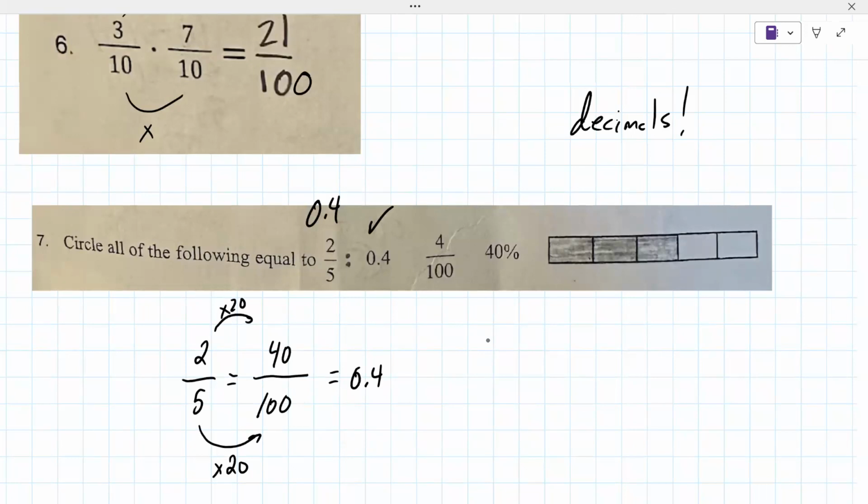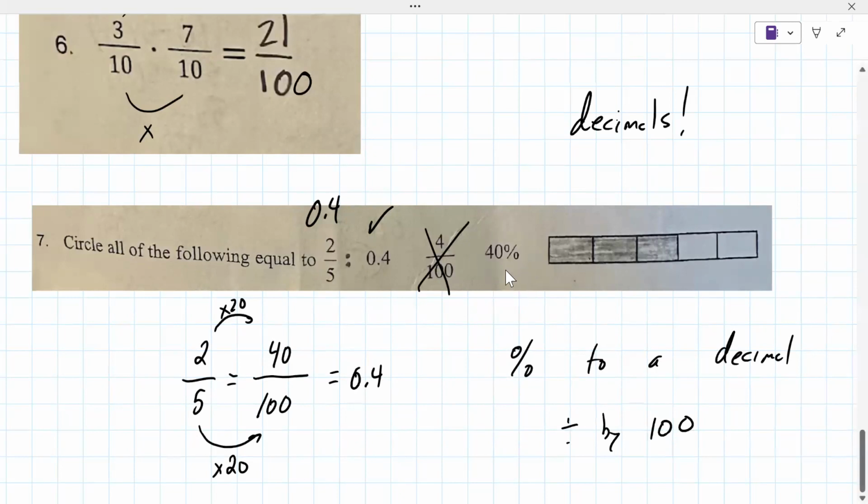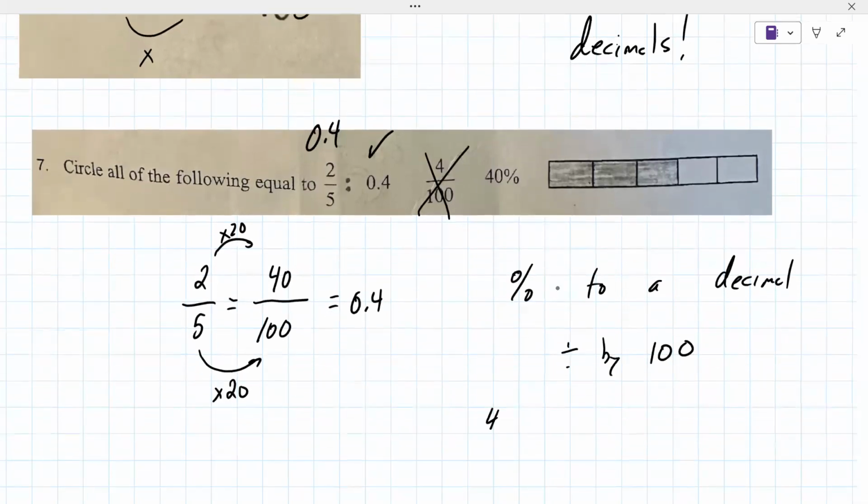Okay. What about the second one? The second one is not right because it was actually 40 over 100, not 4. The next one I think is right. Do you remember how to go from a percent to a decimal? No, I don't. So you divide by 100. So is that one of these? I think so. Divided by 100, that looks just like what we have here. So yes, it is.